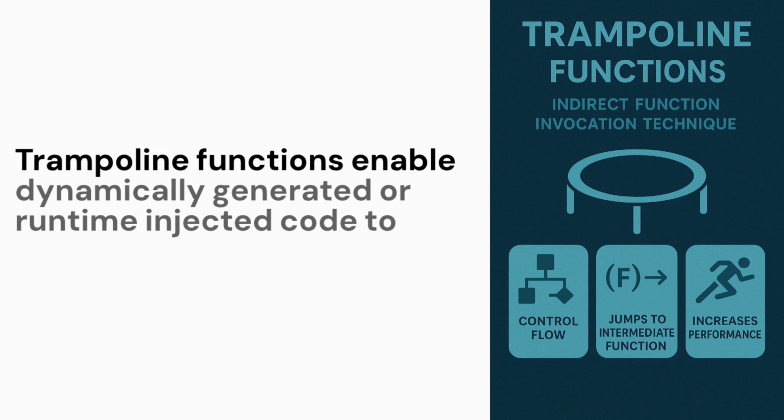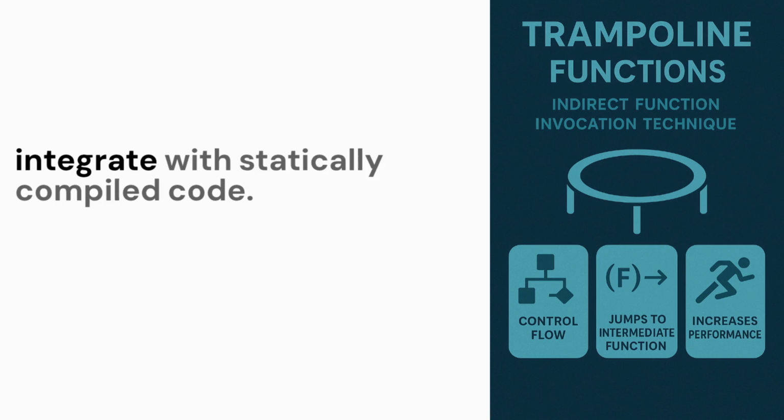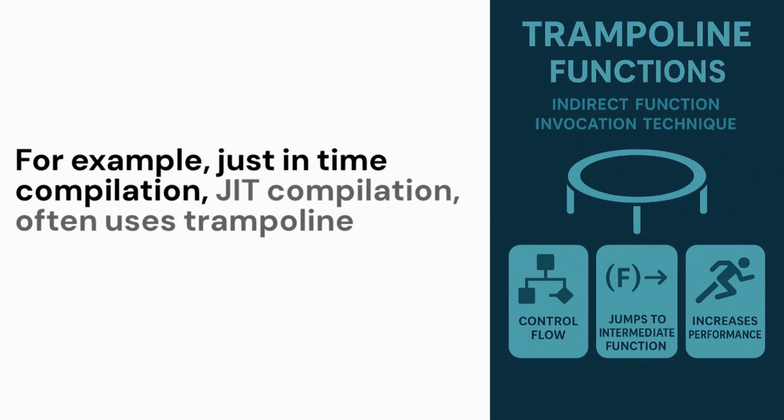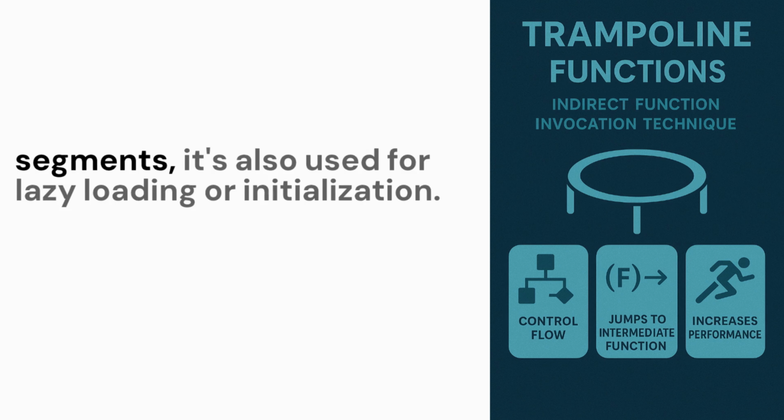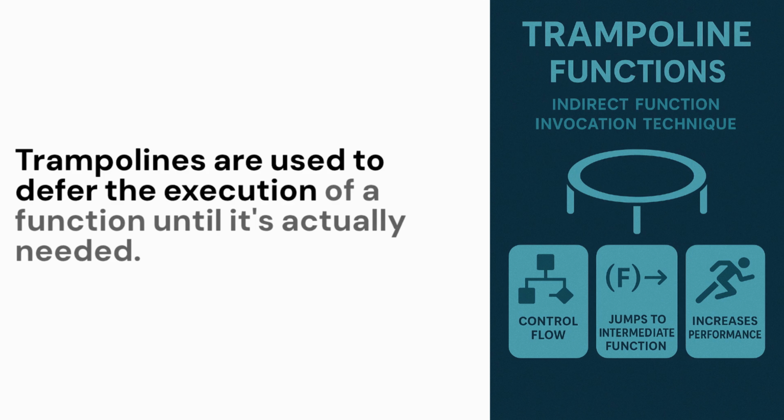Trampoline functions enable dynamically generated or runtime injected code to integrate with statically compiled code. For example, just-in-time compilation, JIT compilation, often uses trampoline functions to bridge between precompiled code and dynamically generated code segments. It's also used for lazy loading or initialization. Trampolines are used to defer the execution of a function until it's actually needed.